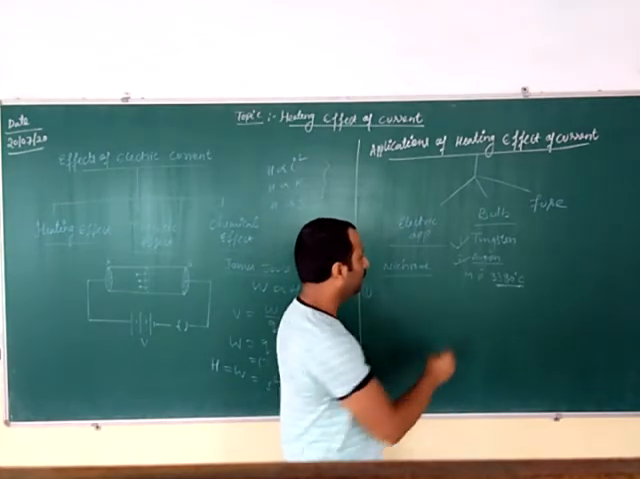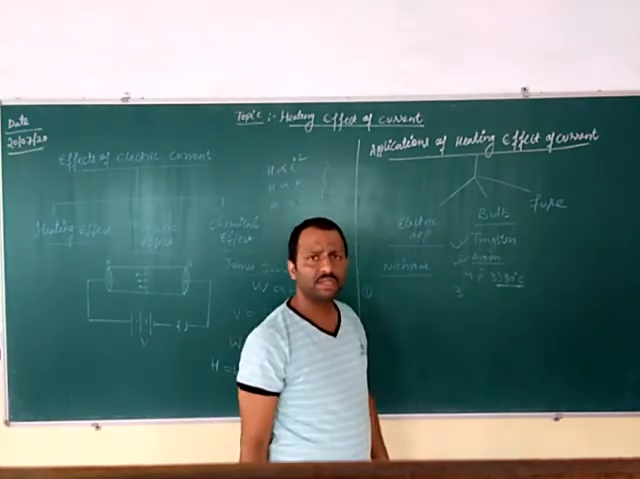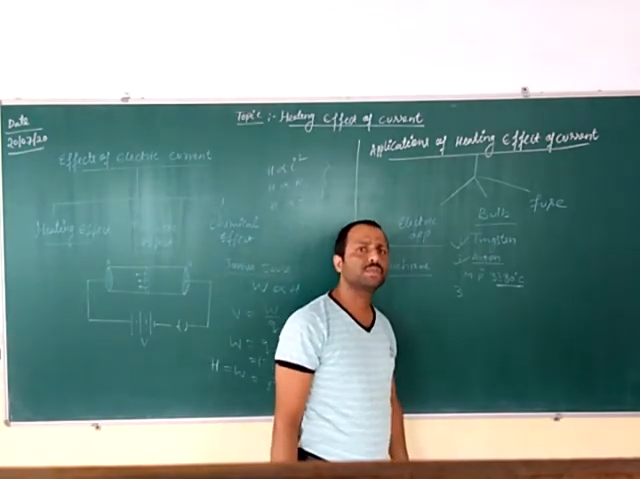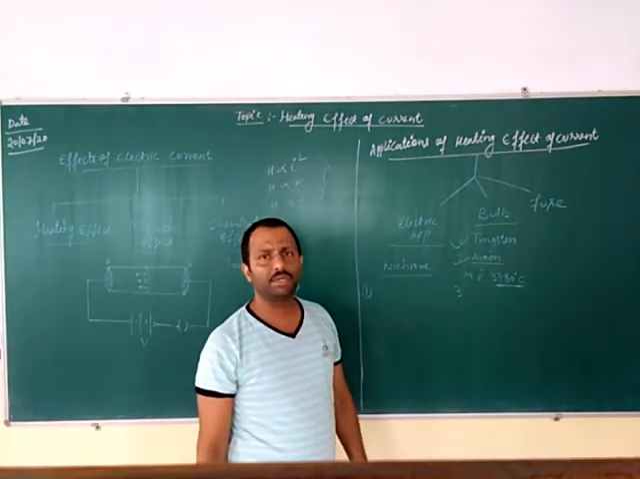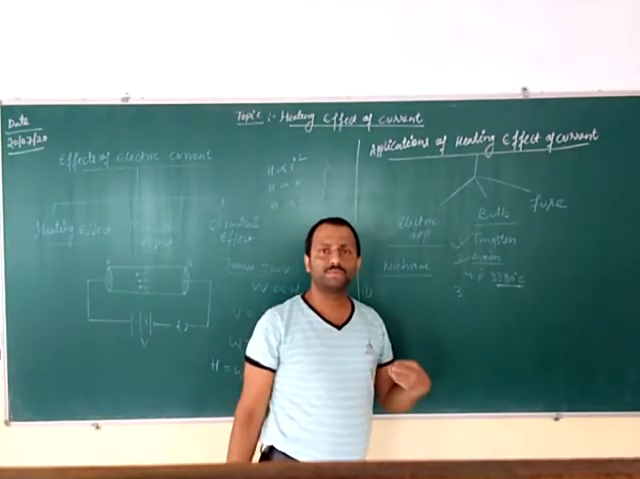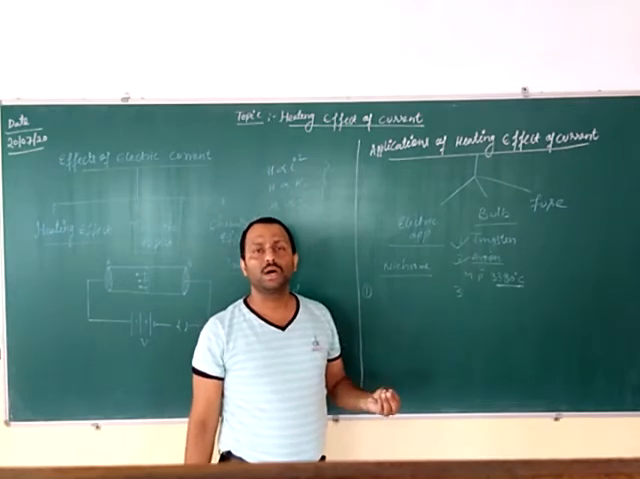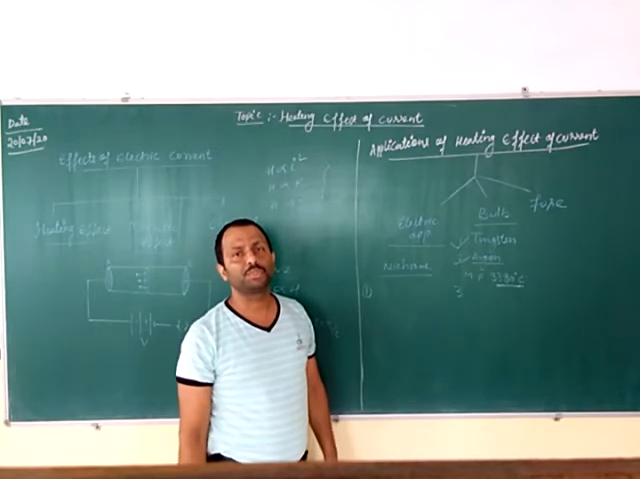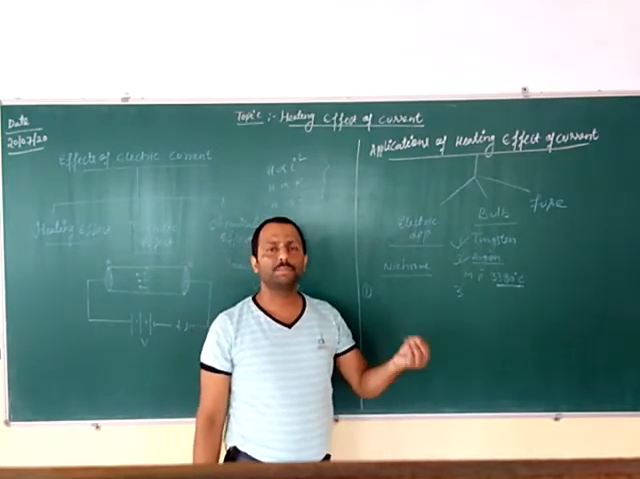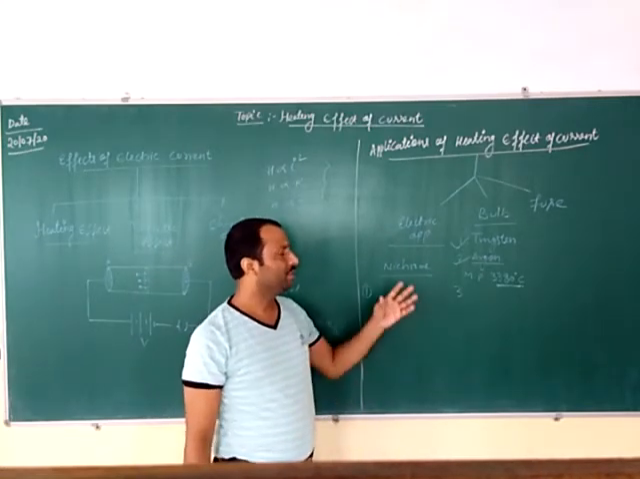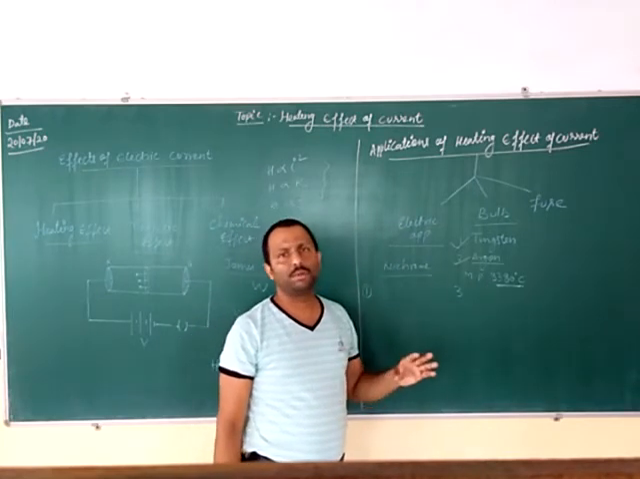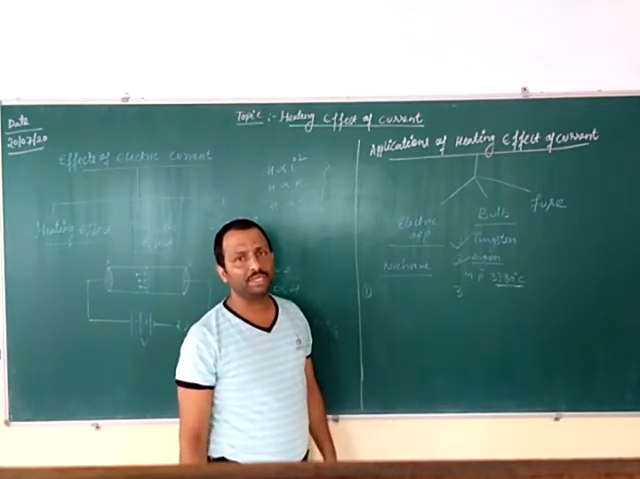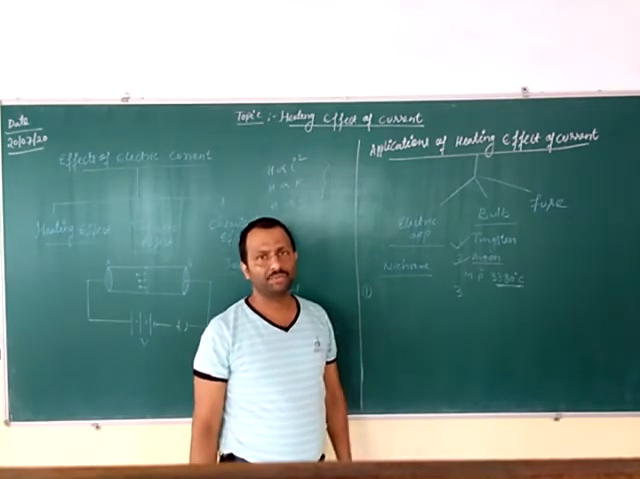And thirdly, are filament type electric bulbs power efficient? The answer is no. Because in the filament type electric bulb, most of the energy is used up in heating effect, and a very minute amount of energy is used up in producing light. So that is why filament type electric bulbs are not power efficient. That is why we are using LED, light emitting diode, because LEDs are power efficient.